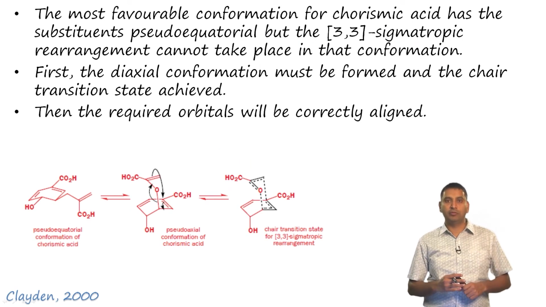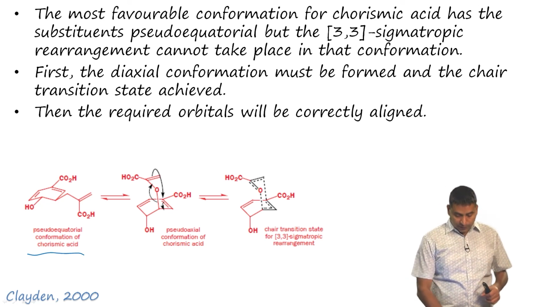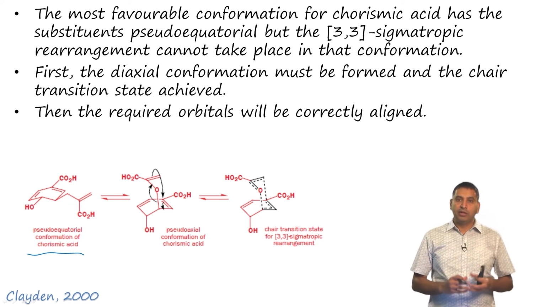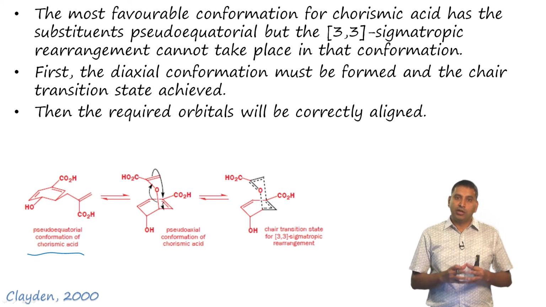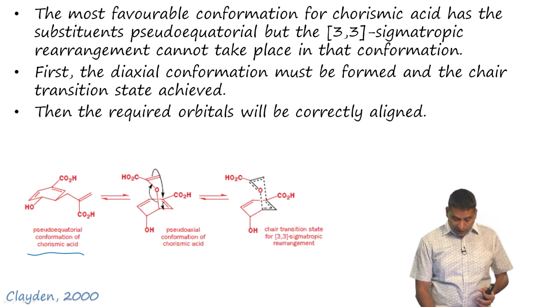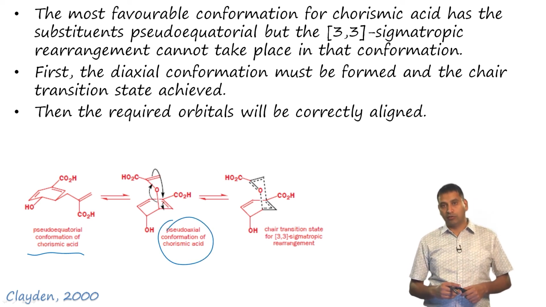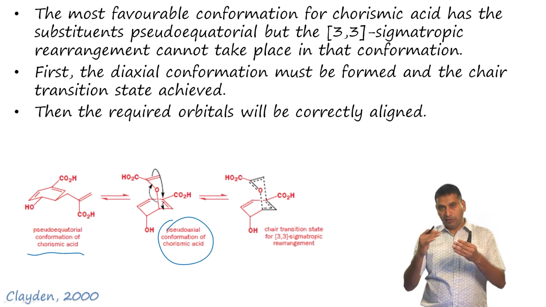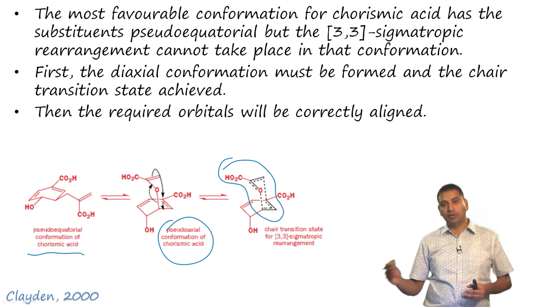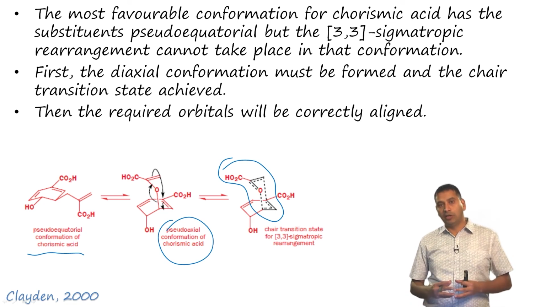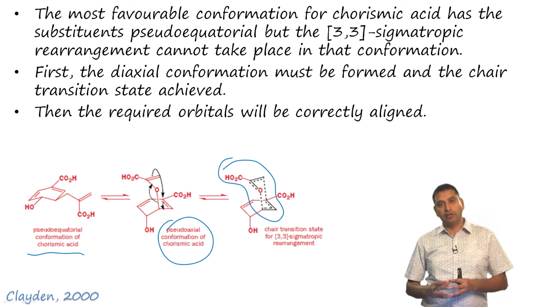So, the most favorable conformation, if we draw out the stereochemistry, has the substituents in the pseudo-equatorial position, which is shown here, right. But in the pseudo-equatorial position, the rearrangement cannot take place because it is not in the right orientation. So, it has to first flip and form the diaxial conformation, which is shown here and is known as the pseudo-axial conformation, and then we can imagine a chair-like transition state that occurs as shown here, which is going to give the product. All the required orbitals are correctly aligned in this conformation, and therefore, this is favored.